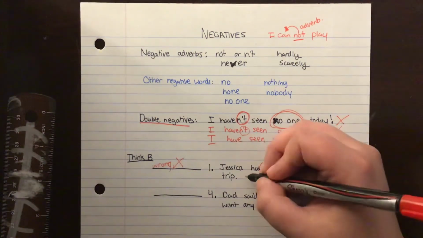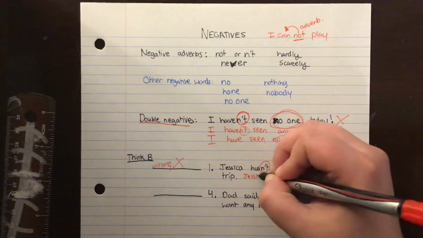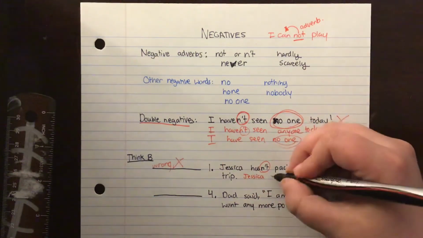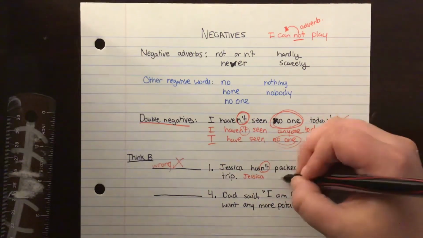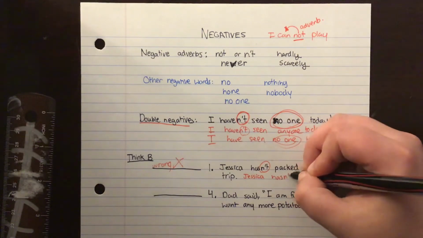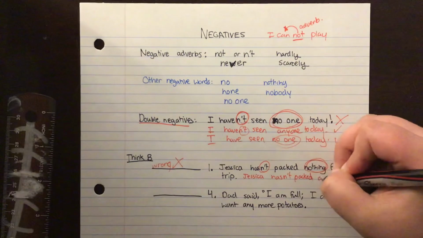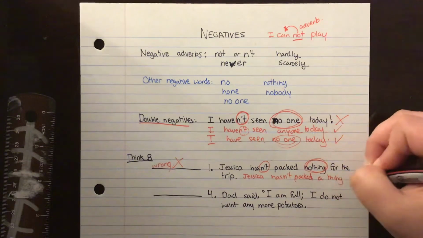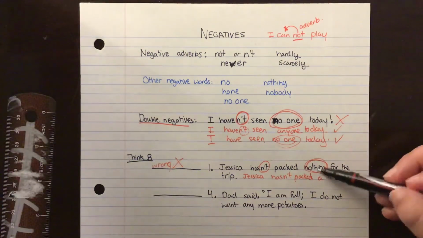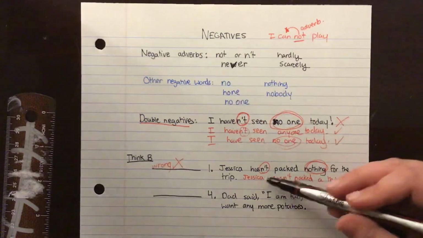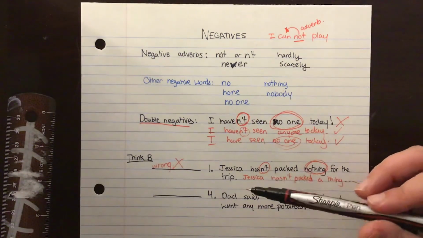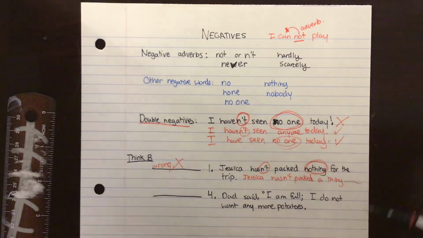I could fix that sentence by writing, Jessica hasn't packed a thing for the trip. So there, I'm not using another negative there. I'm only using one negative. I could also write, Jessica has packed nothing for the trip. Both of those would work.